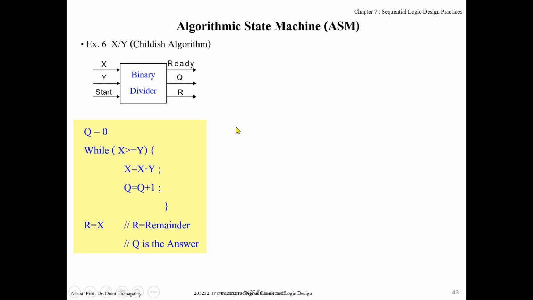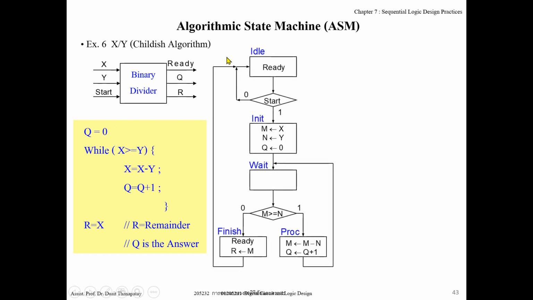So from this algorithm, you can write the M chart like this. In state idle, ready is 1, namely it's ready to proceed. Just wait for the start input. If start is 0, do nothing. But if start is 1, go to state initial, to assign initial values to registers M, N, and Q with X, Y, and clear the value of Q. After that, go to state wait. Before, compare the values M and N, whether M is greater or equal to N or not.